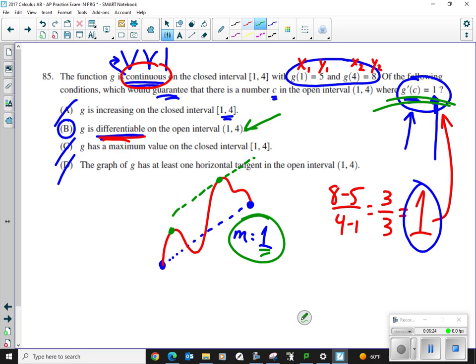And oh, by the way, there's no corners or cusps because it's differentiable everywhere. You're welcome.